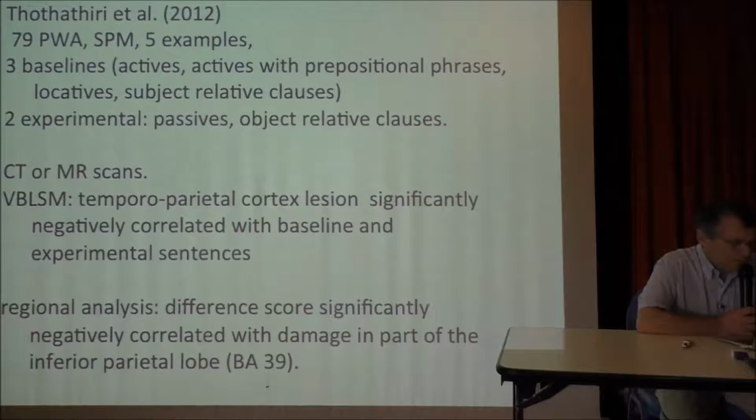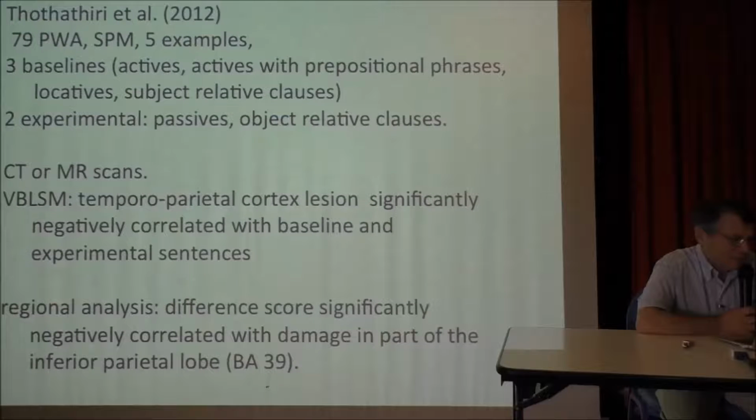Thought Theory and her colleagues looked at a much larger number of patients, 79, and used sentence picture matching, but only used 5 examples of each sentence type. They looked at 3 baseline sentences, actives with prepositional phrases, locatives, and subject relative clauses. I guess there are 4 sentences there, sorry about that. And 2 experimental sentences, passives and object relative clauses.